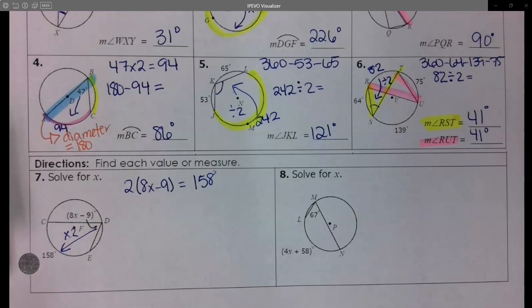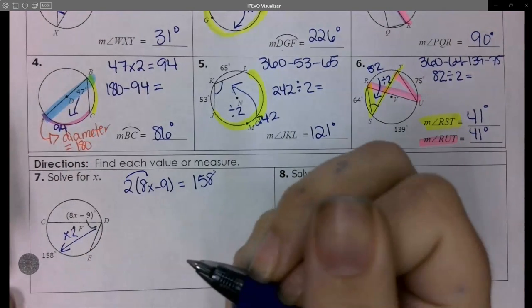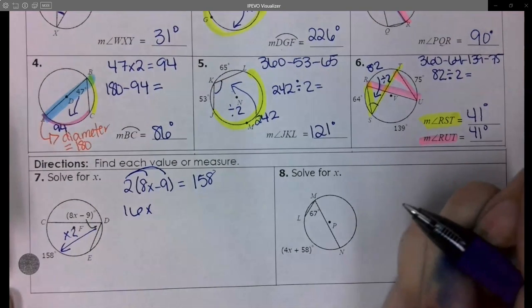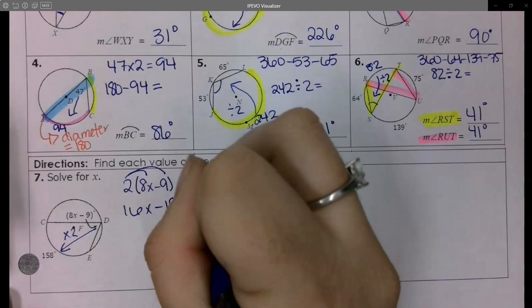So then what do you guys want me to do next? Two different things I can do here. Both will give me the same answer. So what do you guys want me to do with this 2? Okay, I can distribute it. So 2 times 8 is 16. And then 2 times 9, negative 18, equals 158.